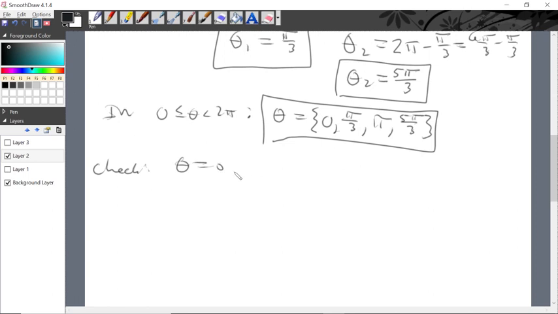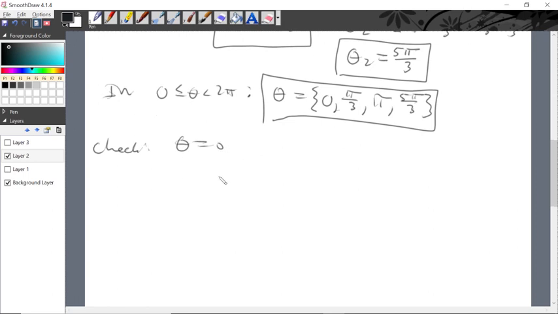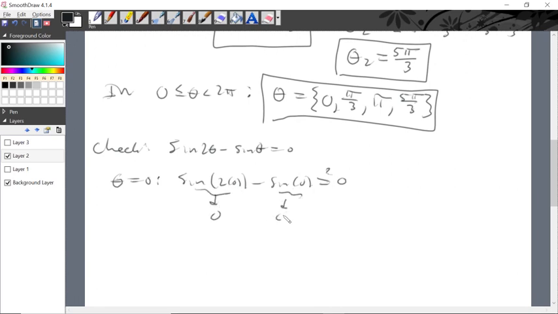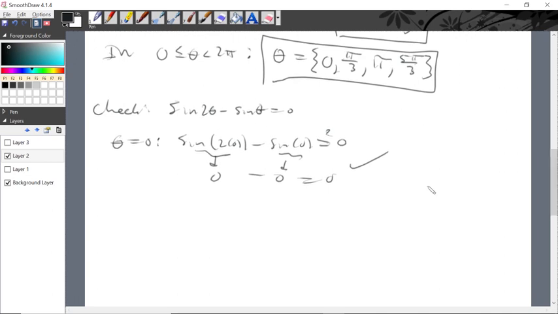Starting with theta is equal to 0. Let's write down the original equation. So the original equation was the sine of 2 theta minus the sine of theta is equal to 0. Let's check theta is equal to 0. Then we would have the sine of 2 times 0 minus the sine of 0. Does that equal 0? Well, 2 times 0 is 0, of course, and the sine of 0 is 0. And 0 minus 0 is equal to 0. Okay, so theta equals 0 is a solution.